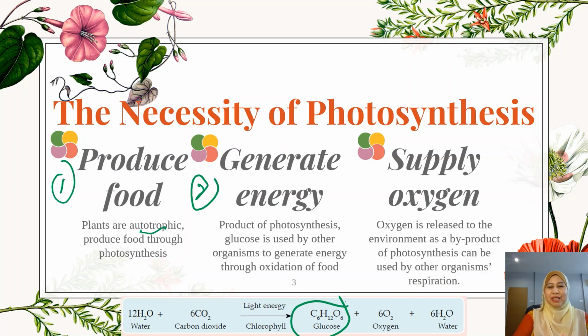Product of photosynthesis, that is glucose, can be used by other organisms when they consume plants to generate energy through cellular respiration, in other words through oxidation of the food, through oxidation of the glucose. And the third importance of photosynthesis is to supply oxygen. Look at the equation. Oxygen is the byproduct of photosynthesis, so oxygen is released to the environment and can be used by other organisms for respiration.